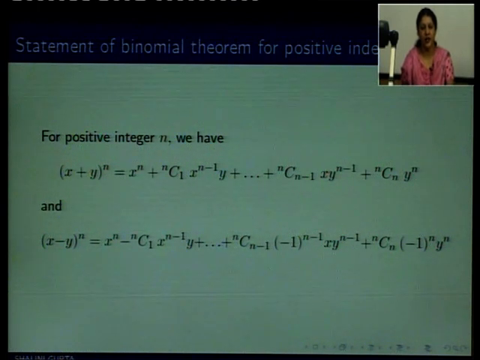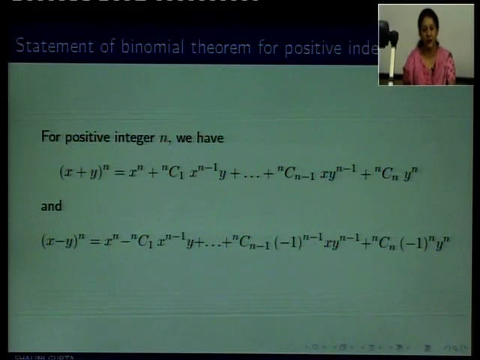For a positive integer n, we define (x + y)^n as x^n + nC1 x^(n-1) y + up to nC(n-1) x y^(n-1) + nCn y^n, where nC1 is called the binomial coefficient. It is obtained as n factorial upon 1 factorial into (n-1) factorial. Similarly, we expand (x - y)^n as x^n - nC1 x^(n-1) y and so on. These nC1, nC2, up to nC(n-1), nCn are called binomial coefficients.